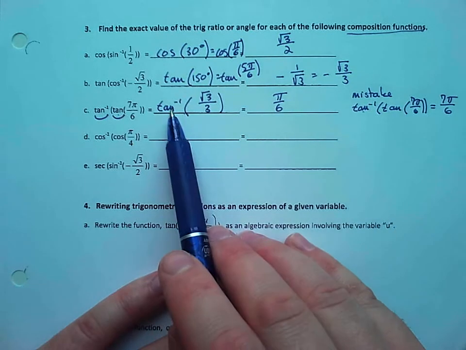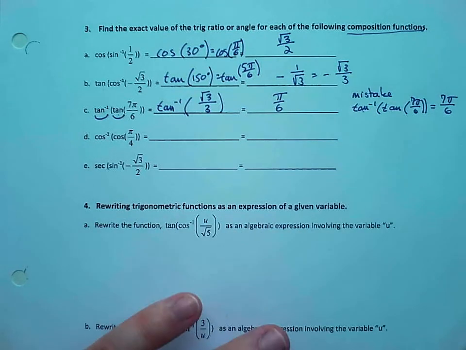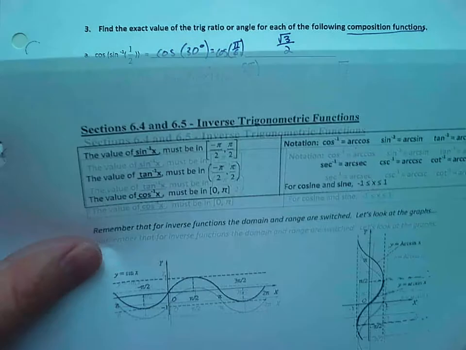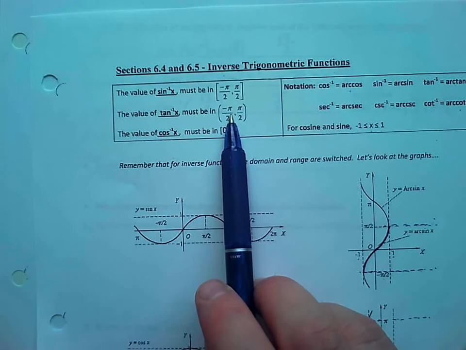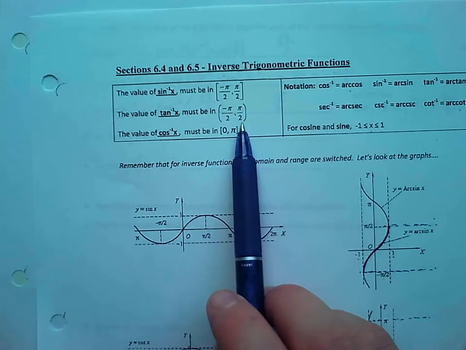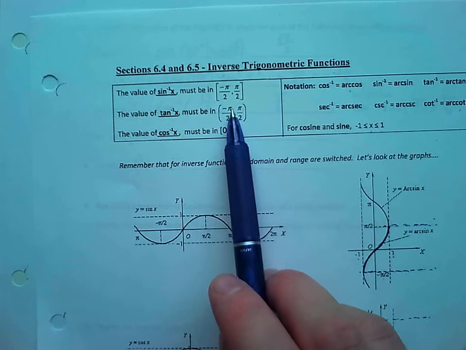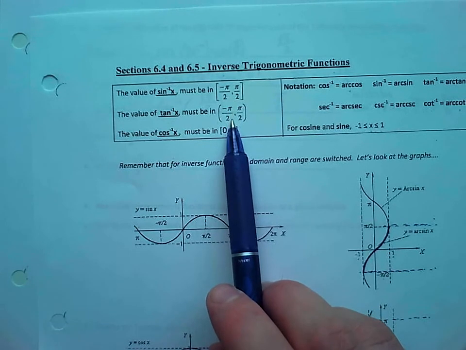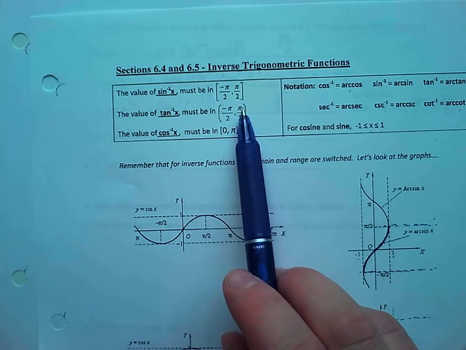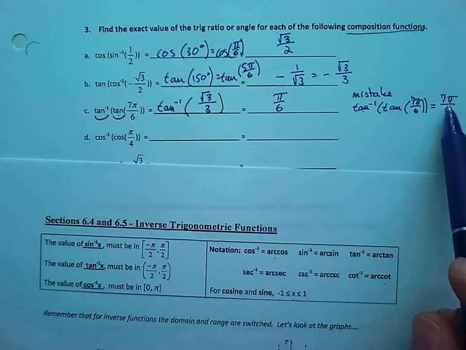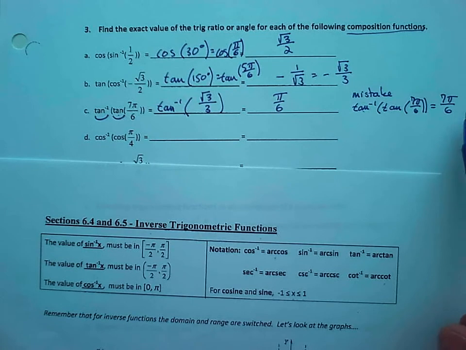But keep in mind that the arctangent has to go between negative pi divided by 2 and pi divided by 2. So we need to go between negative 1/2 of pi and positive 1/2 of pi. But 7 pi divided by 6 is definitely bigger than 1/2 of a pi. Here it's more than a pi. So therefore, this answer right here cannot be correct.